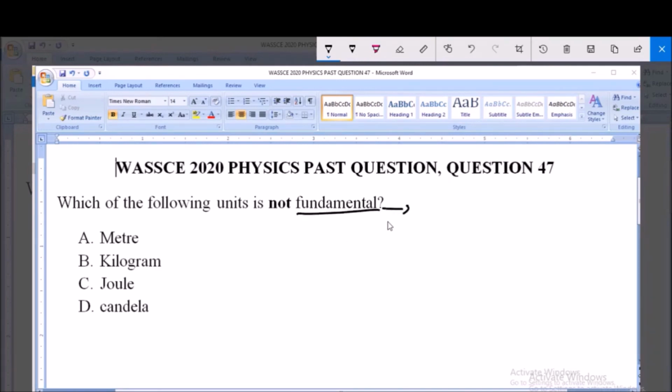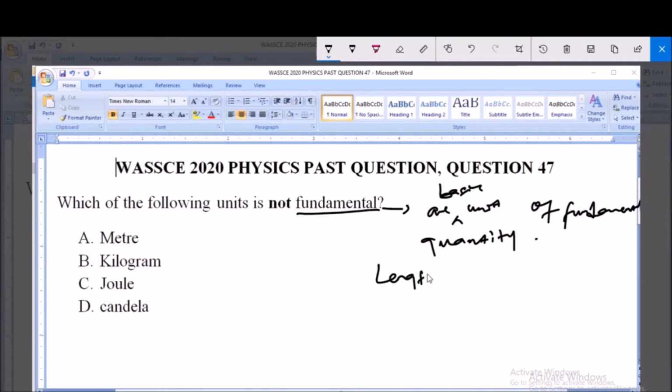Now, first of all, what are fundamental units? Fundamental units are the basic units of fundamental quantities. And like we know, fundamental quantities are basic quantities from which other quantities can be derived. So in other words, we can say fundamental units are units from which other units are derived. Now, these fundamental units are units of fundamental quantities. An example is length, which is a fundamental quantity, and the fundamental unit is the meter.